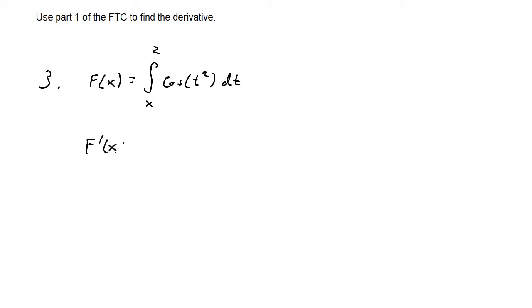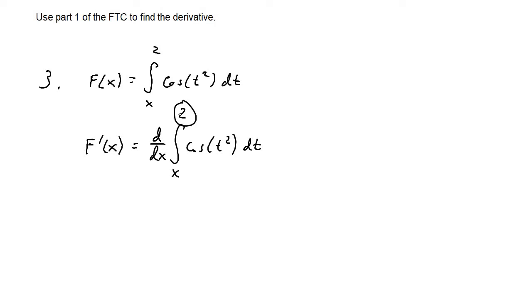So f prime of x on the left side of the equation equals, our variable is x, so we derive with respect to x, of the integral from x to 2 of cosine of t squared dt. Now before we evaluate, we have to make sure in the integral, once again, the variable is on the top bound, the constant on the bottom bound. In this case, the variable is on the bottom bound and the constant on the top bound.